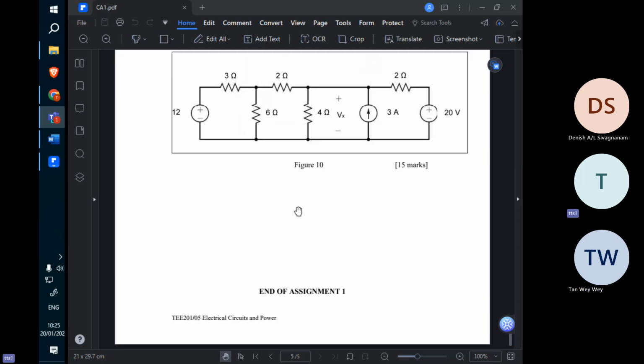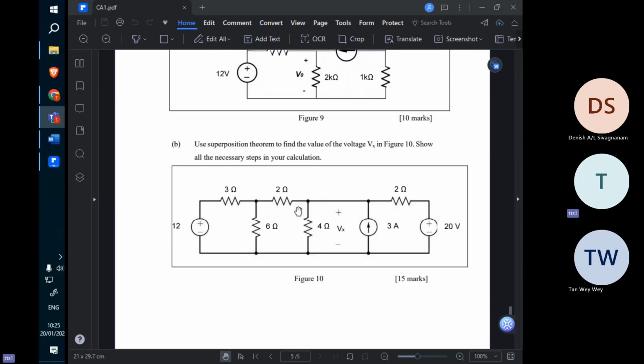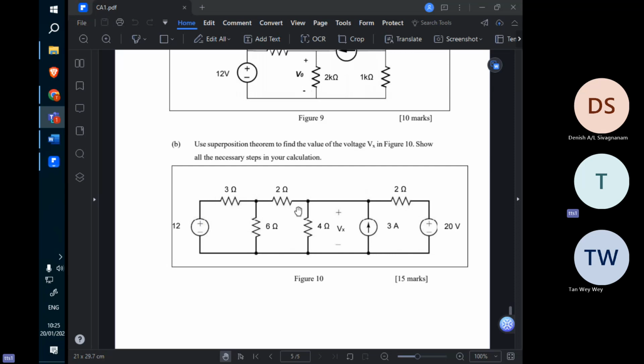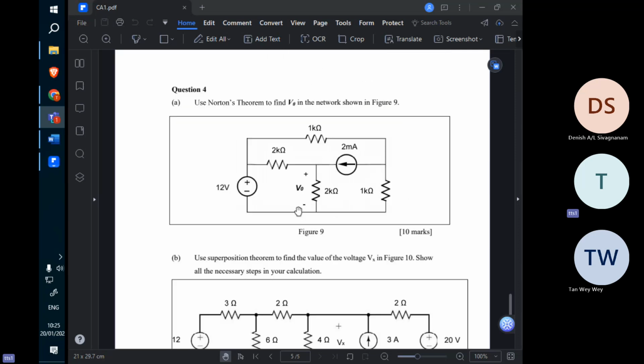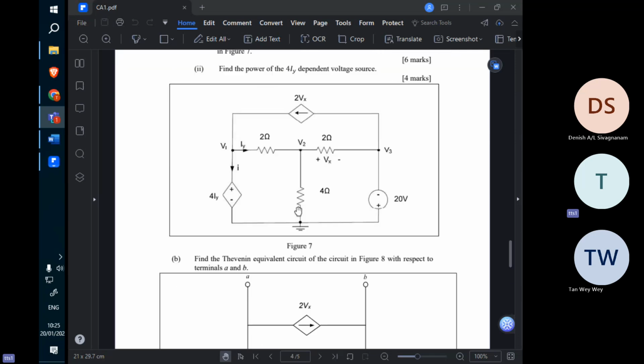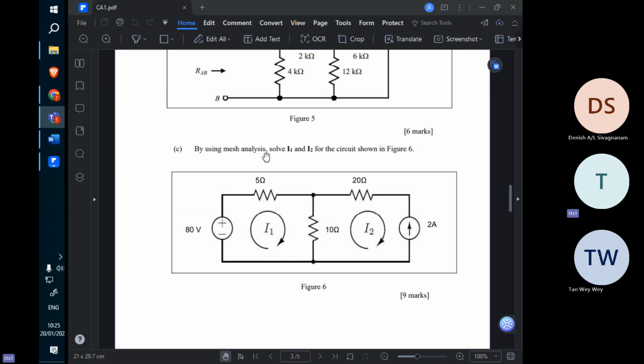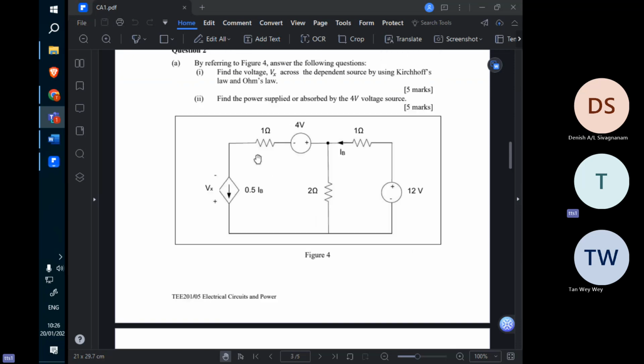So back to the last question, which is the superposition theorem. That's another small topic. Superposition sometimes is useful, sometimes you may not find it useful. It's just a method, another alternative way to solve a circuit, to find the unknown in the circuit. Most of the time we can analyze the circuit with just one or two methods or theorems, like mesh analysis, nodal analysis, all this.